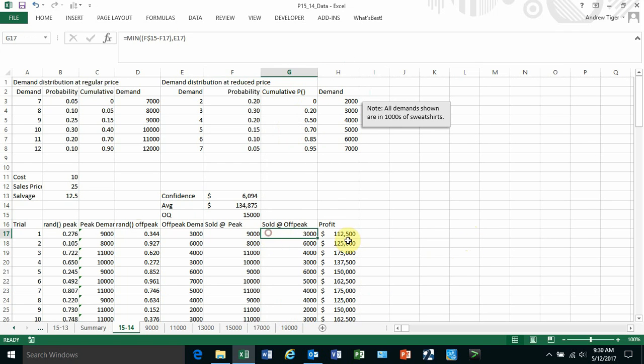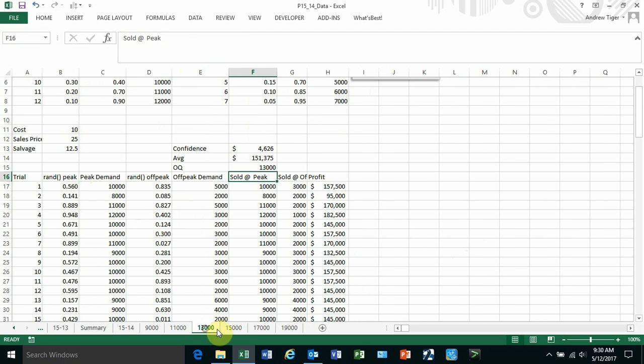Now that I've got these two numbers, I can calculate a profit. $25 against this, $12.50 for this, minus 15,000, my order quantity, times $10. Once I have this working, look what I did. I copied it into multiple worksheets. So this one's called 9,000, and the only thing I changed is the order quantity to 9,000. This one's 11,000. The only thing I change is the order quantity to 11,000.